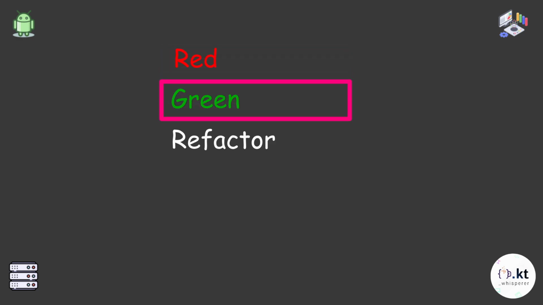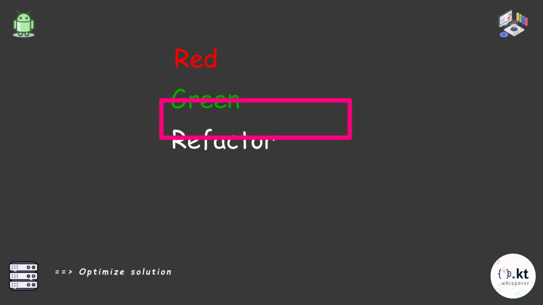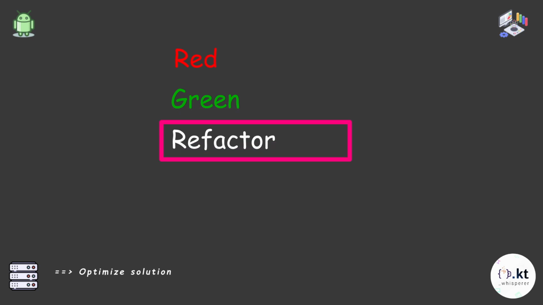The green phase is where you implement code to make your test pass. The goal is to find a solution without worrying about optimizing your implementation. Finally, in the refactor phase, you're still in the green, but you can begin thinking about how to implement your code better or more efficiently.